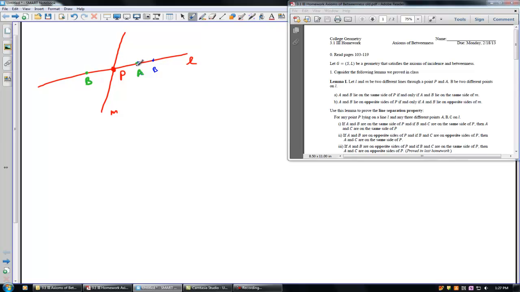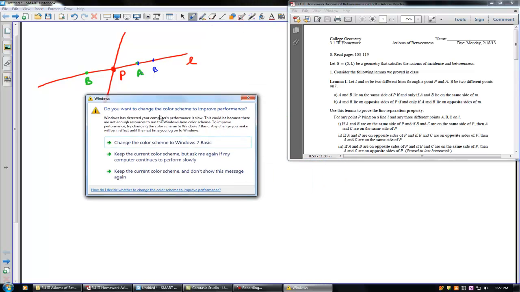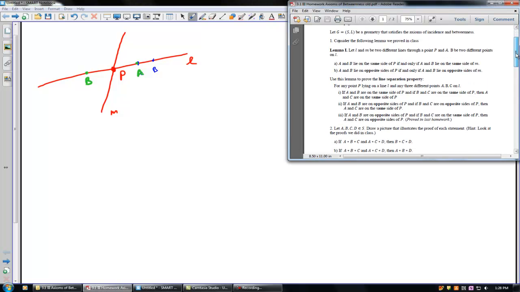So you have these two ideas, being on different sides of a point P or being on different sides of the line M, but they're actually the same idea, even though we say them differently. That's the big thing, and we're going to get rid of this right here.